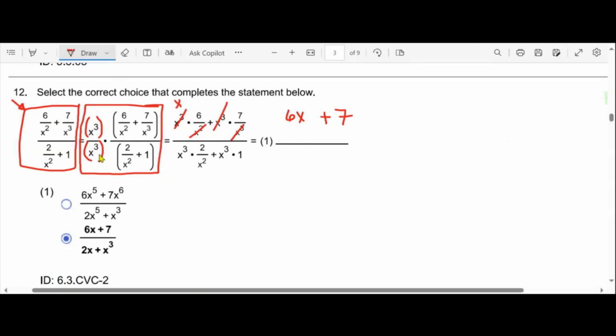Clear? Now the bottom, how many times do I have to distribute? 2 times, right? Yes. Okay, can I cancel x squared cube with x squared? No. You get x. You will also have 2x plus x cube. Okay, one more time. Let's do it again.